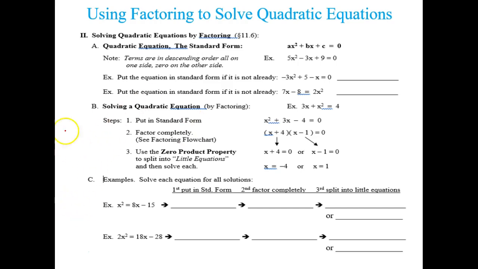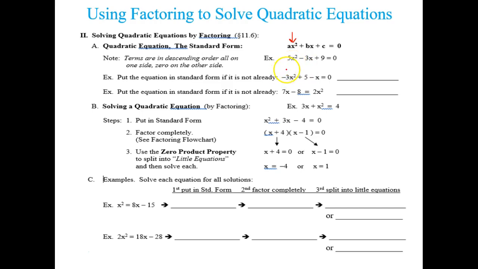So let's see how you would do this. Now, first of all, what is a quadratic equation? Well, it's any equation where the highest degree term is a squared term. This is a degree 2 term, right? This highest degree, ax squared. So an example would be here, 5x squared minus 3x plus 9 equals 0. The highest degree term is degree 2, and so that makes this a quadratic equation.